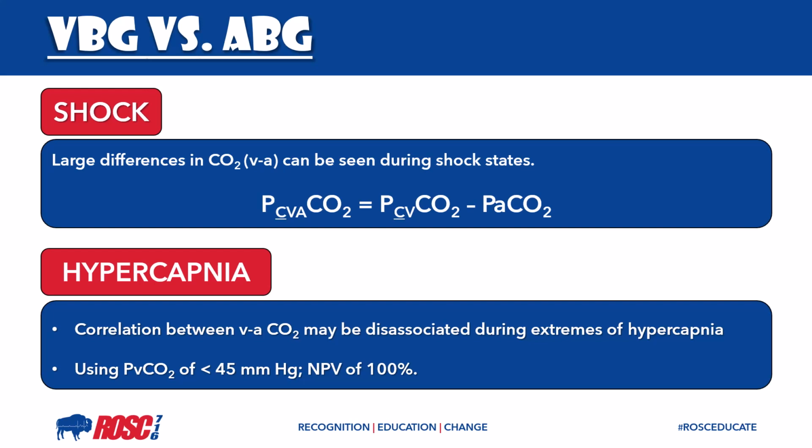What's pretty cool about all this is that if your venous PCO2 is less than 45, you have a negative predictive value of 100%, meaning in the absence of shock, if your venous PCO2 is less than 45, so is your arterial PCO2, and you can bet your paycheck on it.